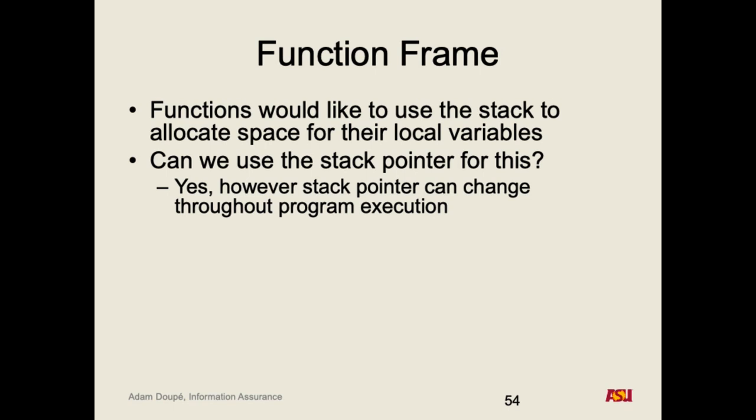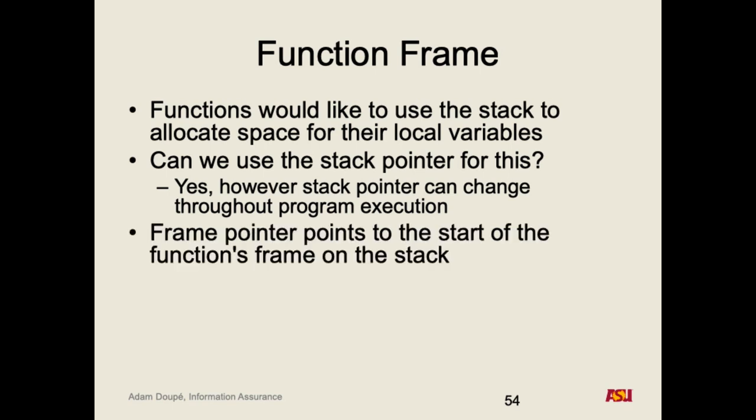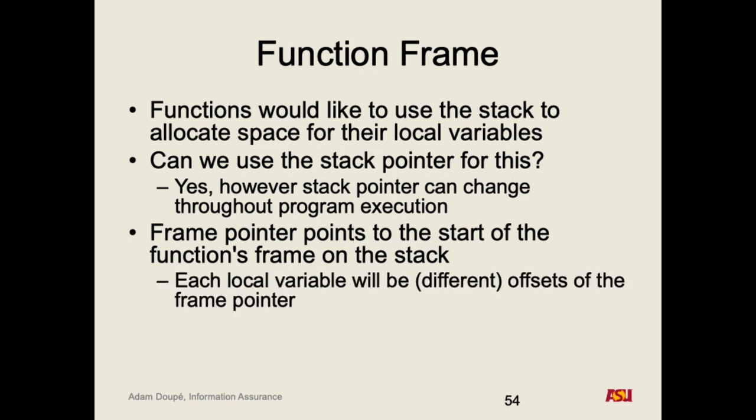So the stack can change while the function is executing, so rather than use the stack pointer to address local variables, which we'll see, we use what's called a frame pointer. This frame pointer is another register that points at the start of the function frame on the stack. And then the compiler will generate local variables as different offsets of this frame pointer, and that's what we'll conceptually get: each function that executes has its own local variables and its own copy of local variables, without generating different code per function.